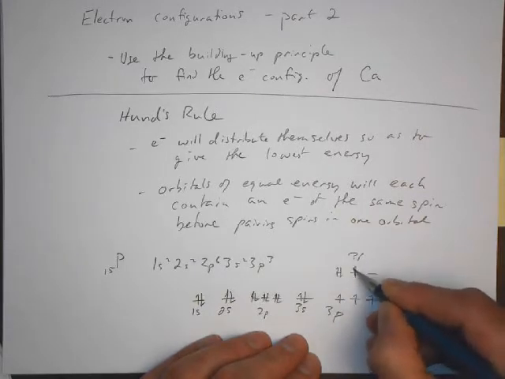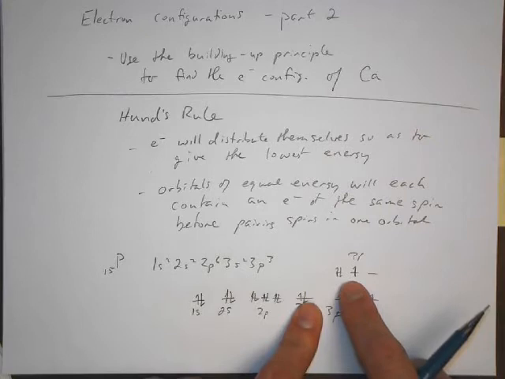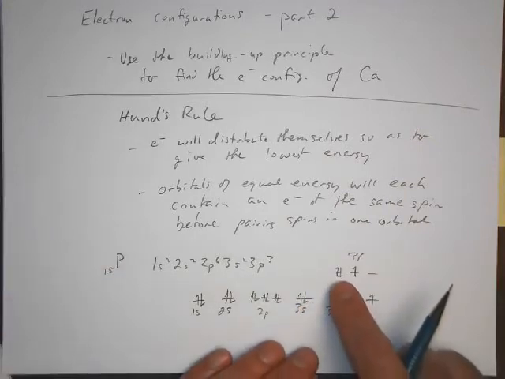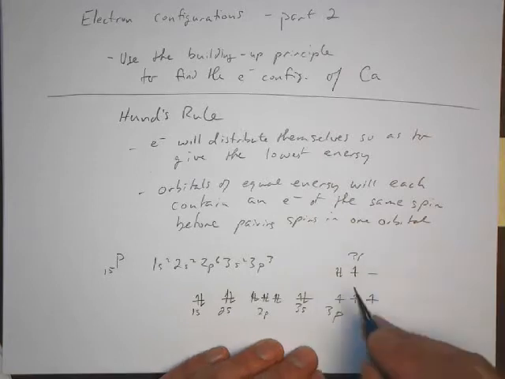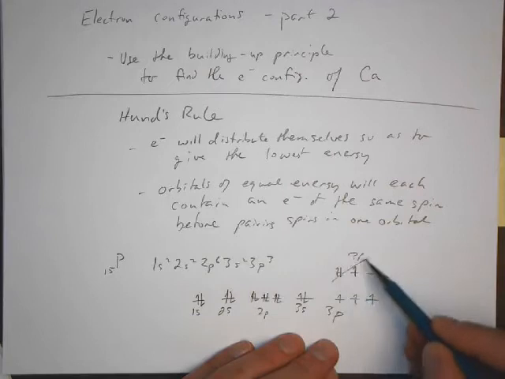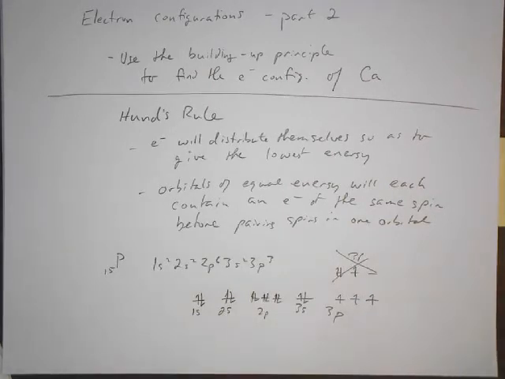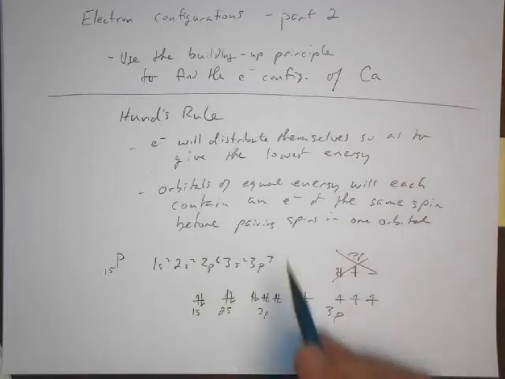1, 2, 3. This would not be the ground state configuration. Now, is this a possible state? Well, absolutely, it's possible to put 2 electrons into the same orbital at opposite spins. But what you need to do is find the lowest energy configuration. We put 1 electron into each orbital before we start to pair them. That gives us the ground state electron configuration using Hund's rule.